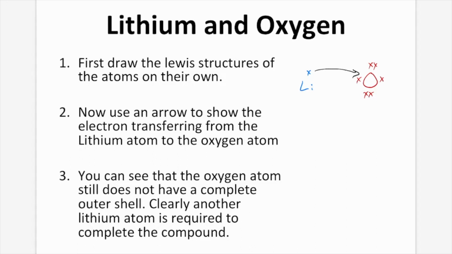So you can now see that the oxygen atom still doesn't have a complete outer shell, right? It's still missing 1. It has 7, it doesn't have 8. So clearly we need another lithium to complete the process. So we're going to put another lithium down here, and we're going to show the transfer of this electron up to that spot right there.